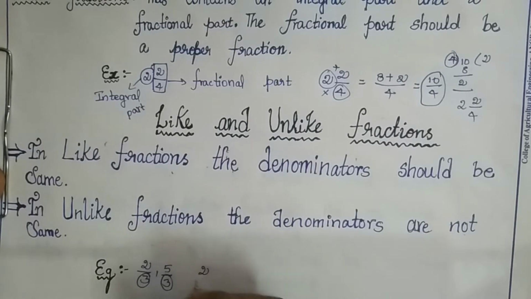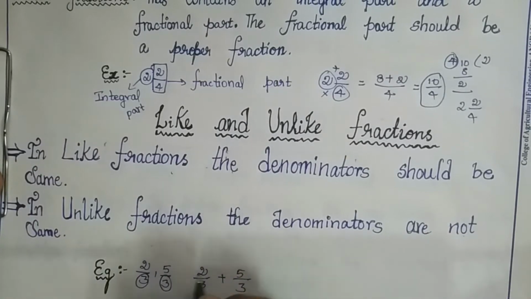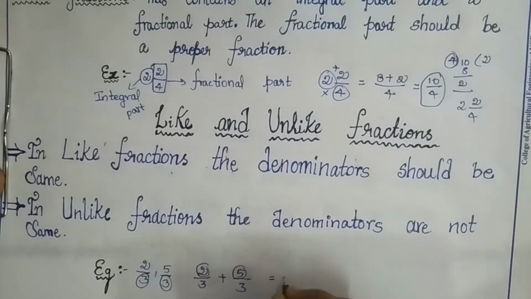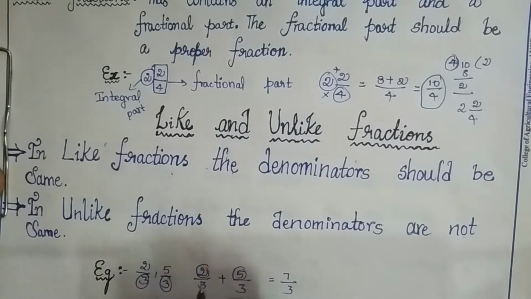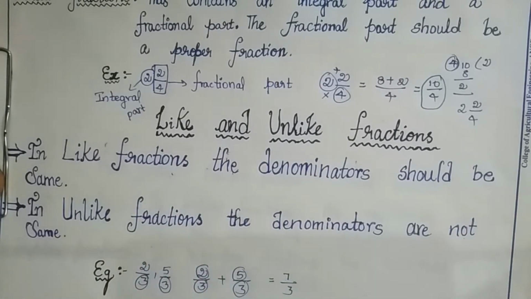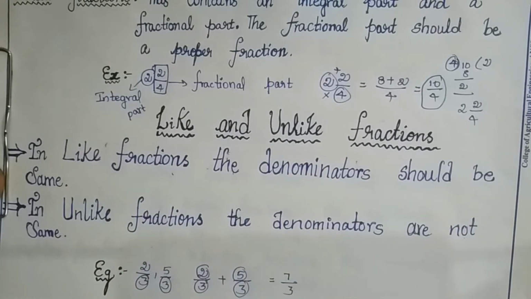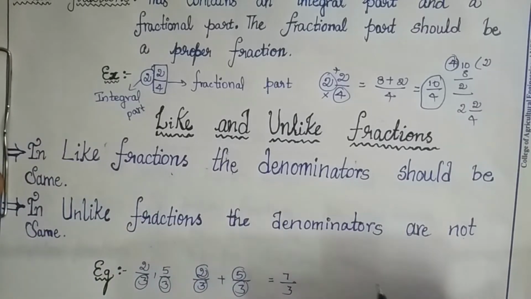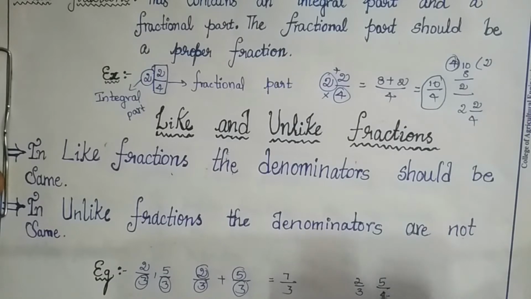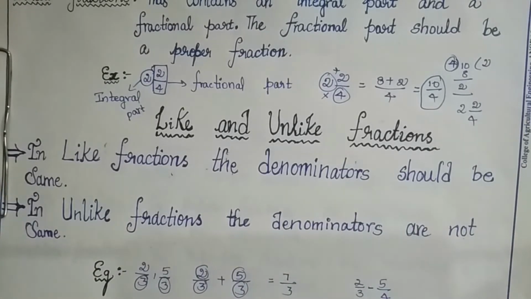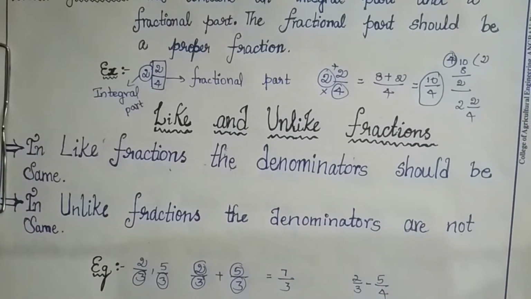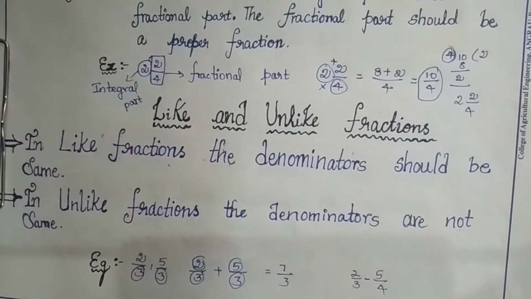So how to add and subtract, let us see. If we have to add, we can add directly. 2 plus 5 is nothing but 7 by 3. Here the denominators are the same, so we can add directly or subtract directly. But whereas in unlike fractions, 2 by 3, 5 by 4, we have to take the LCM. Let us see how we have to do that. We have two methods in that.